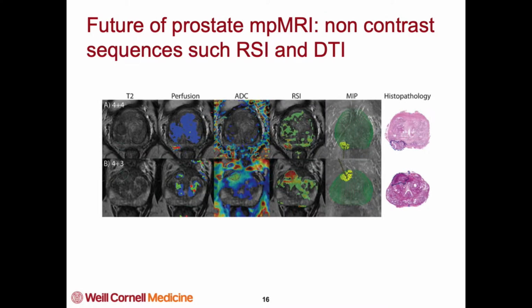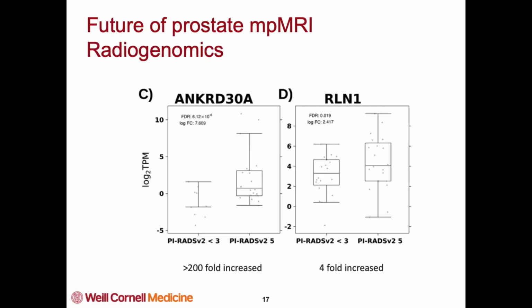The future prostate MRI, there's a lot of interest now in doing non-contrast sequences because there's concern over gadolinium, such as RSI and DTI. There have been a couple of studies that suggest this increases the area under the curve in detecting prostate cancer. And then there's also some interest in radiogenomics. This looked at the gene expression in lesions that were seen on MRI versus lesions that were not seen on MRI. As you can see, there's an increased risk of gene expression in some specific genes with lesions that you can see on MRI versus those that you cannot.